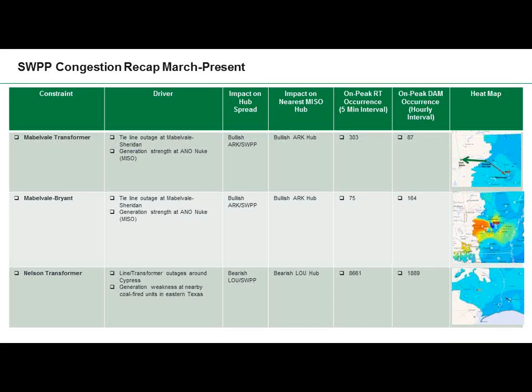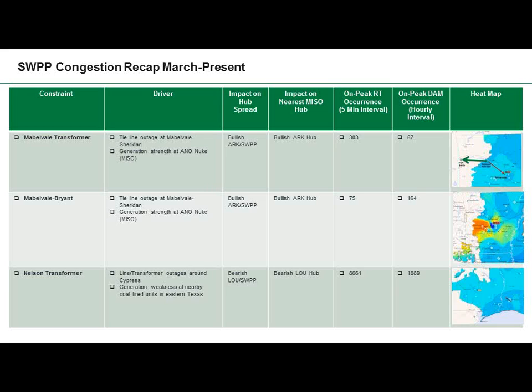Next, let's look at the Maberville transformer. I believe we talked about this earlier. This is the opposite direction of that Fort Smith congestion. Last time this hit was due to a line outage at Maberville to Sheridan, which is on the tie line. Also, we had generation strength at ANO, that's the nuke in Arkansas. When this hit, it was bullish to Arkansas hub and therefore bullish to the Arkansas versus SPP spread.